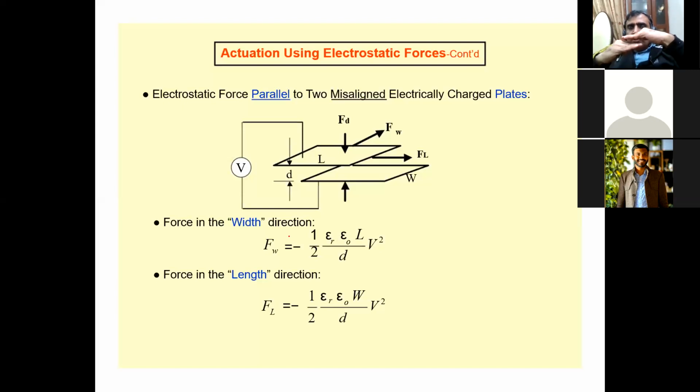FW, force in the direction of the width, will be independent from the length. FL will be equal to minus half epsilon R epsilon naught W over D V square, and FW will be minus half epsilon R epsilon naught L over D into V square, right?